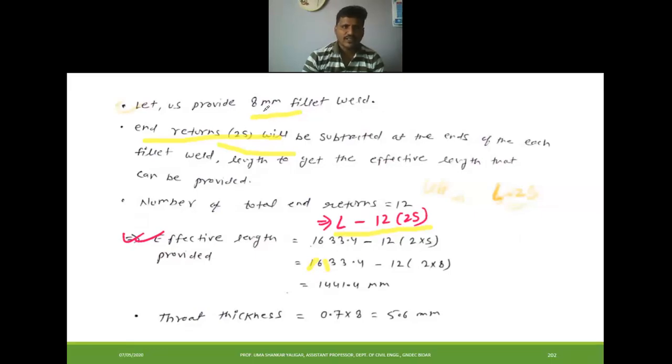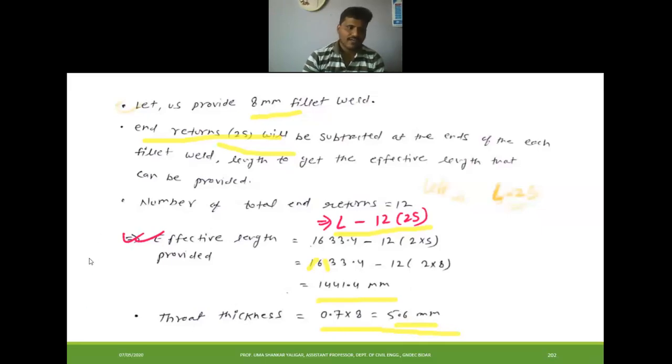S we have assumed as the size of the weld, 8 mm. Therefore, the effective length provided will be how much? 1441.4 mm. But throat thickness is equal to what? 0.7 into S. S is 8 mm, already we have taken. That is 5.6 mm.